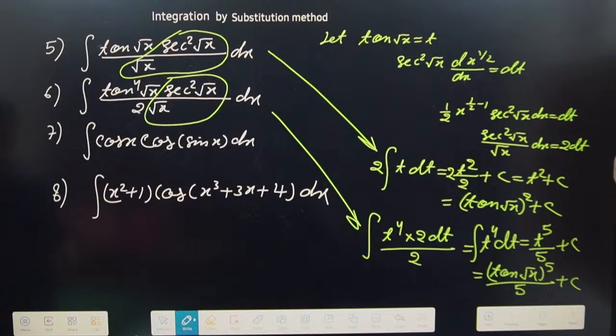I will check voice also. Okay. Voice is clear or not? I will check voice also.